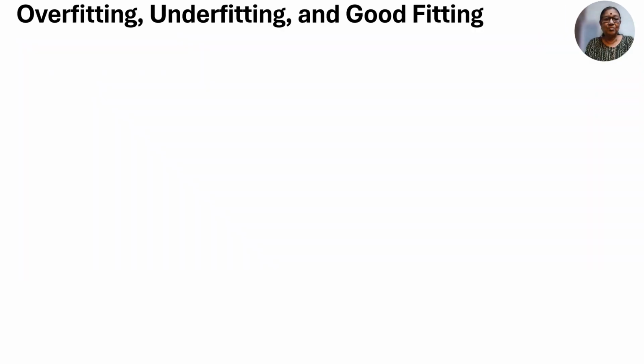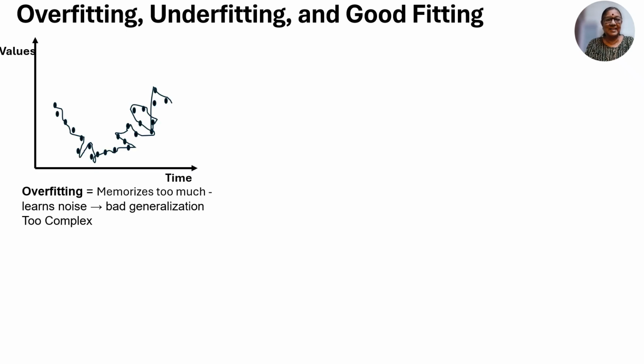Okay. Now we'll go to some terms which sound a little complex, but actually are simple if you understand. These are called overfitting, underfitting, and good fitting. You can think about your dress or something when you think about this. That's a good analogy to understand it. So first we'll talk about overfitting. Overfitting is memorizing too much. That means you're also learning the noise. So it is bad generalization and the model is too complex.